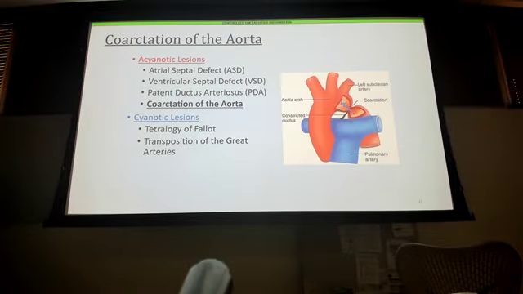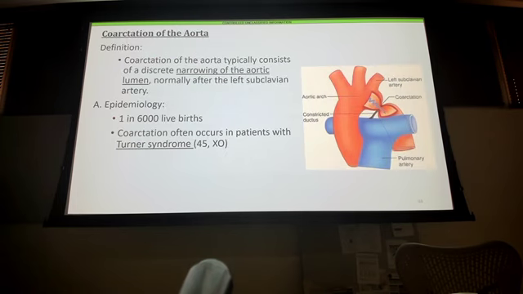Okay, let's then move on and talk about our last acyanotic congenital heart lesion, and that's coarctation of the aorta. We're going to talk more about coarctation of the aorta in our hypertension lecture, but we talk about it here because it is a congenital heart disease. So, by definition, coarctation of the aorta is a narrowing of the aorta. Usually it's about the same level where the ductus arteriosus comes in. It's like a scar tissue band forms that causes a collapsing or narrowing of the lumen of the aorta.